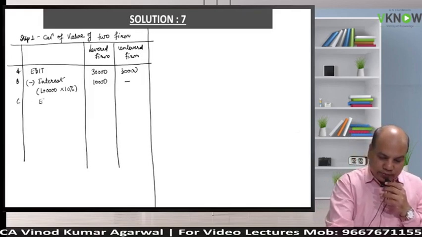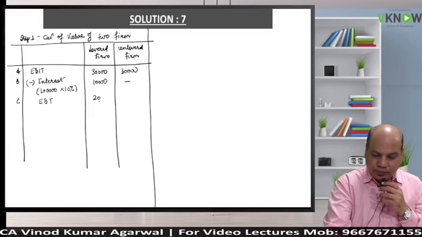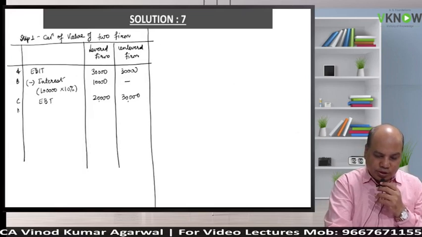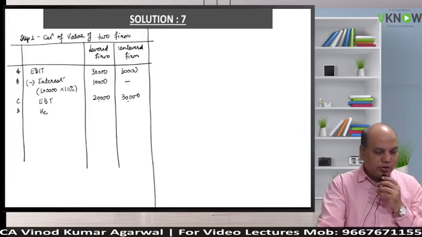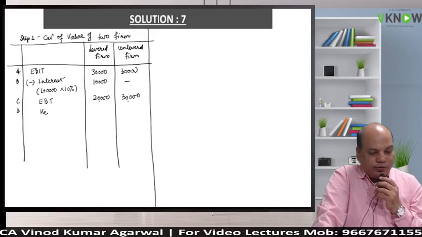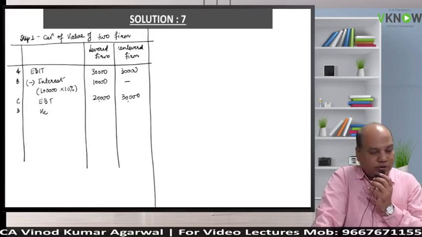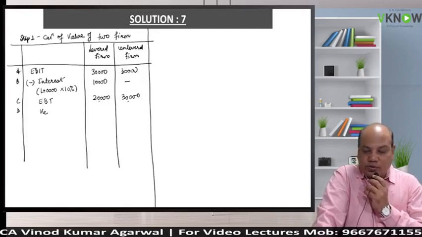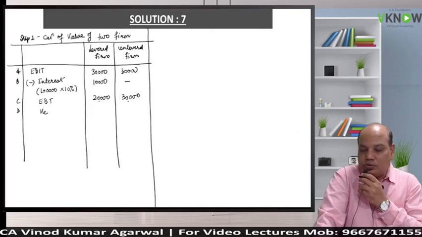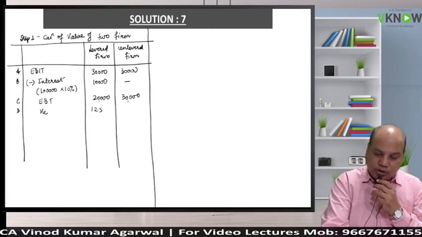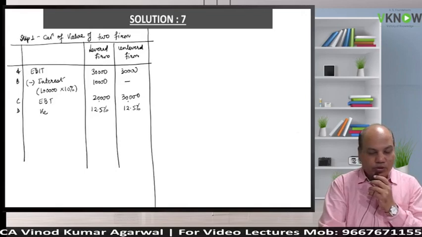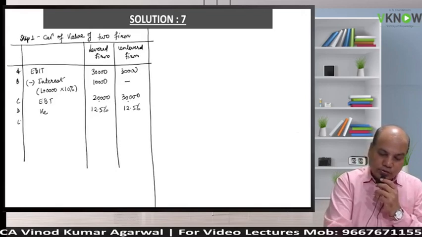Point C, write down EBT: 20,000, 30,000. Point number D, cost of equity. Now this question has a small area of doubt. Cost of equity they have given only once, 12.5%. They have not clarified whether it is for the levered firm or for the unlevered firm. So what we will do, we will assume it is for both. On your own you can't assume anything, is it right? So better you take 12.5% for both. So what will be the next line?